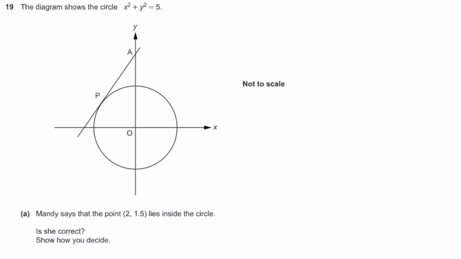Question 19. The diagram shows the circle x squared plus y squared equals 5. Mandy says that the point (2, 1.5) lies inside the circle. Is she correct? You must show how you decide.